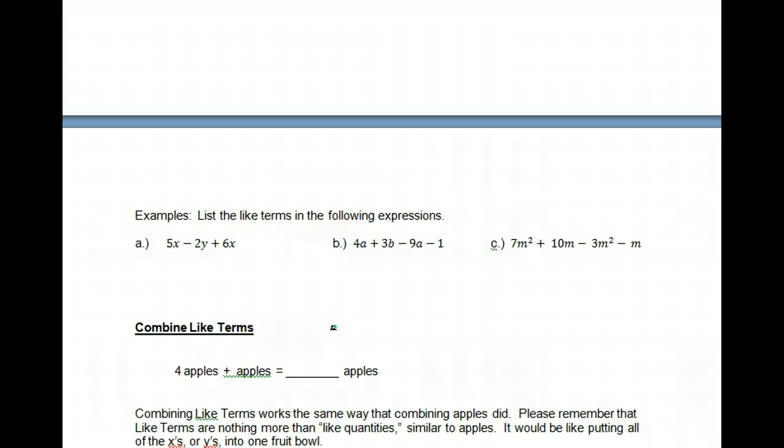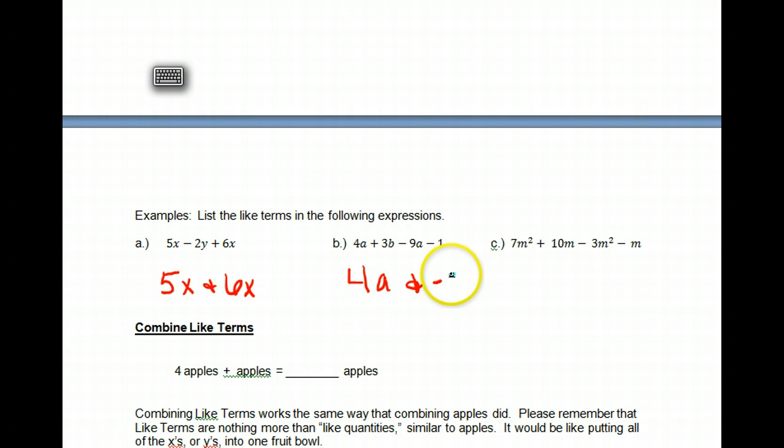Okay, at this point, you should have paused the recording and listed the like terms in A, B, and C. So let's see how you did here. In letter A, the terms that were like terms were 5x and 6x. There were no other terms in that example that were like terms. In letter B, the only terms that were like terms were 4a and negative 9a.